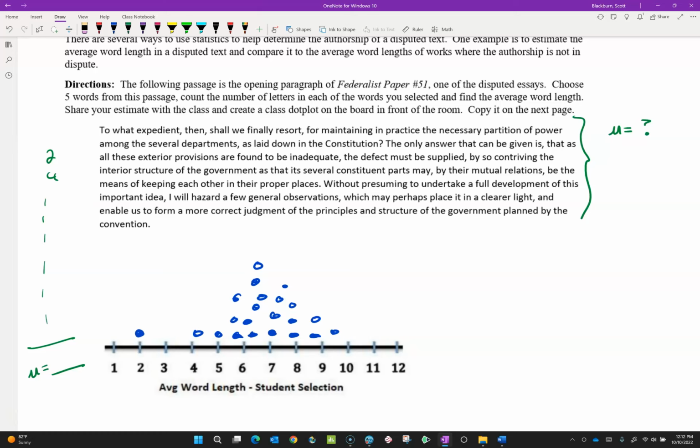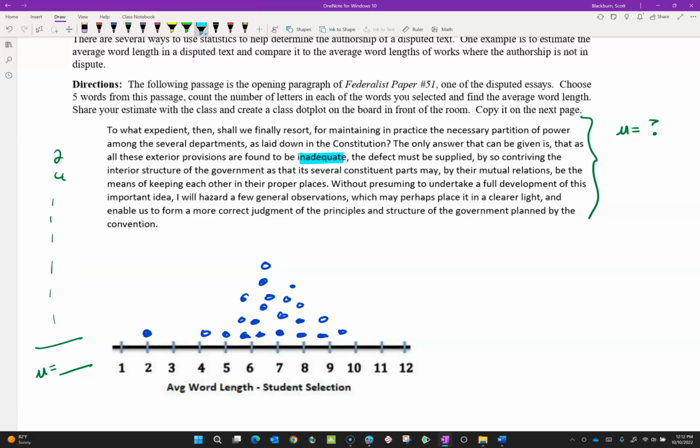Okay, so in the class activity, I'd have everybody take a sample. I would say randomly pick 5 words. So maybe you would pick words like inadequate, hazard, supplied, government, and principles. Okay, and you can pause the video and do this if you would like. And then I'm going to average those. So I'm going to find the sample average, right? So I took a sample of size 5, and I'm going to take the sample average.